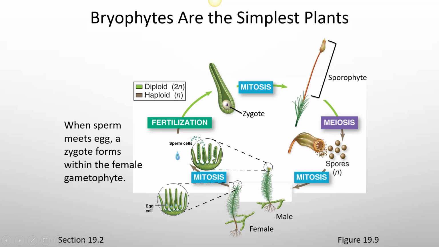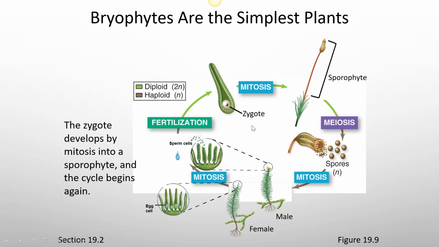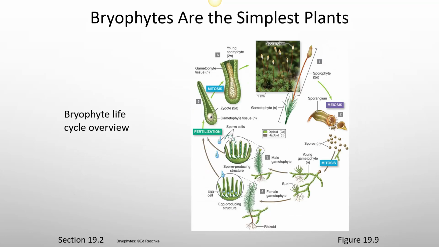So here is the egg. Water is going to transport the sperm cells into the female, and then it's going to be fertilized in the female to make the zygote. The zygote develops by mitosis into a sporophyte, and the cycle begins again. So just as an overview, this is kind of what we just talked about. And here you can see that zygote is then going to grow into another sporophyte, and it's going to grow out of the female plant.